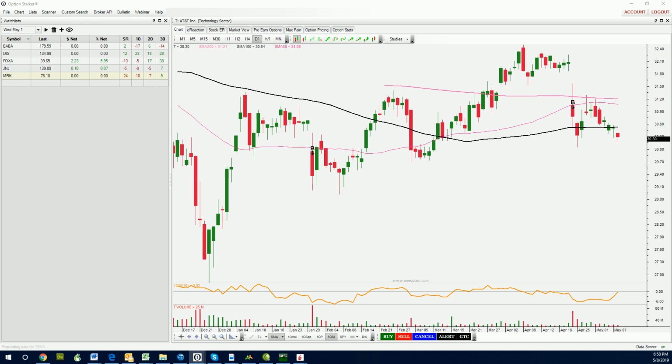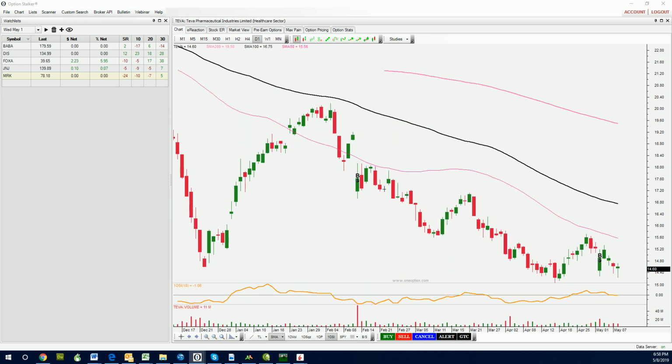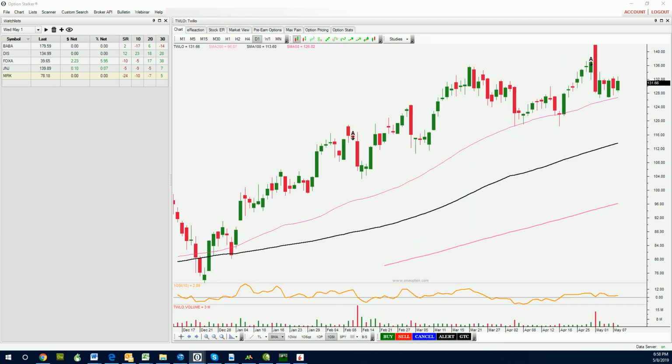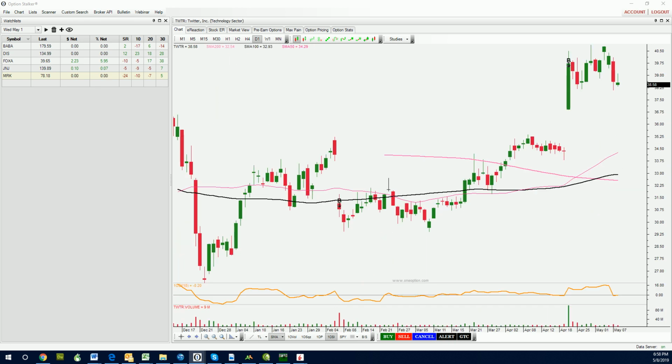AT&T, little choppy, not a big mover. Teva, down on support. TWLO, Twitter, trying. This was a nice gap for the stock. You can see it's been able to hold most of those gains.